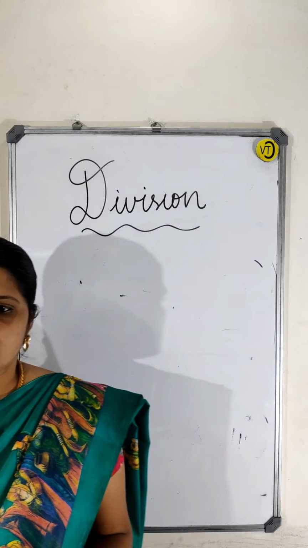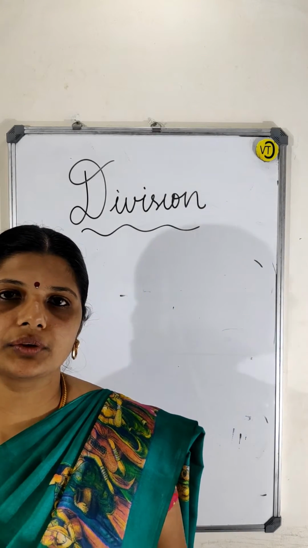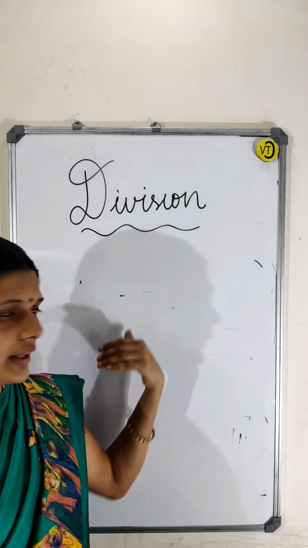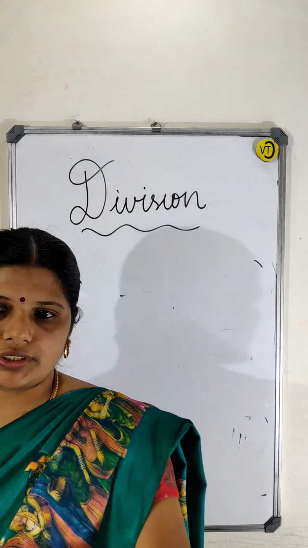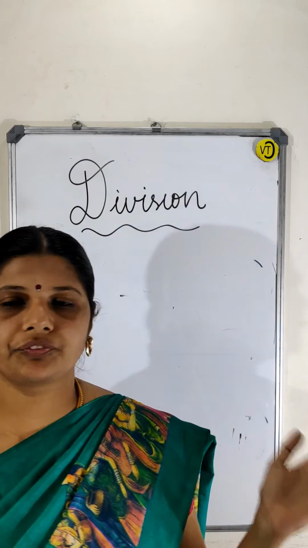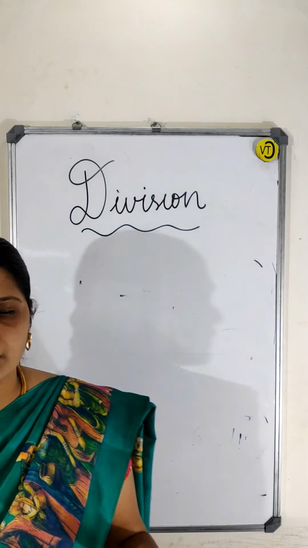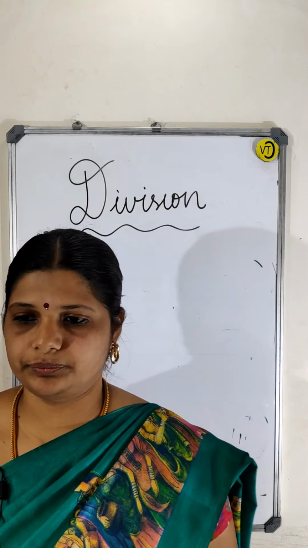Okay, so what I am telling here, you can do the division by repeated subtraction also. So I have done 15 minus 5 is 10, 10 minus 5 is 5, 5 minus 5 is 0, repeated subtraction. Also you can do this division.